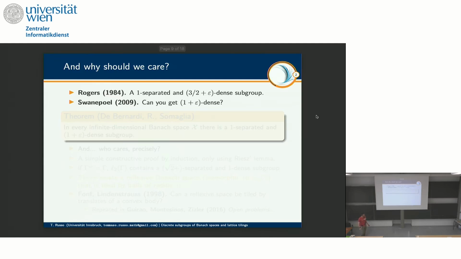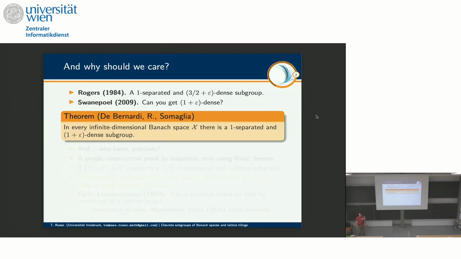What I know is that in a slightly more recent paper, there is a question whether you can get rid of the fraction, because we don't like fractions. And the answer is yes. This maybe was an open problem. I don't know. Maybe this is also published, but I don't know. Anyway, this is one thing that we know how to do. We can build in every infinite dimensional Banach space a one separated and 1 plus epsilon dense subgroup.